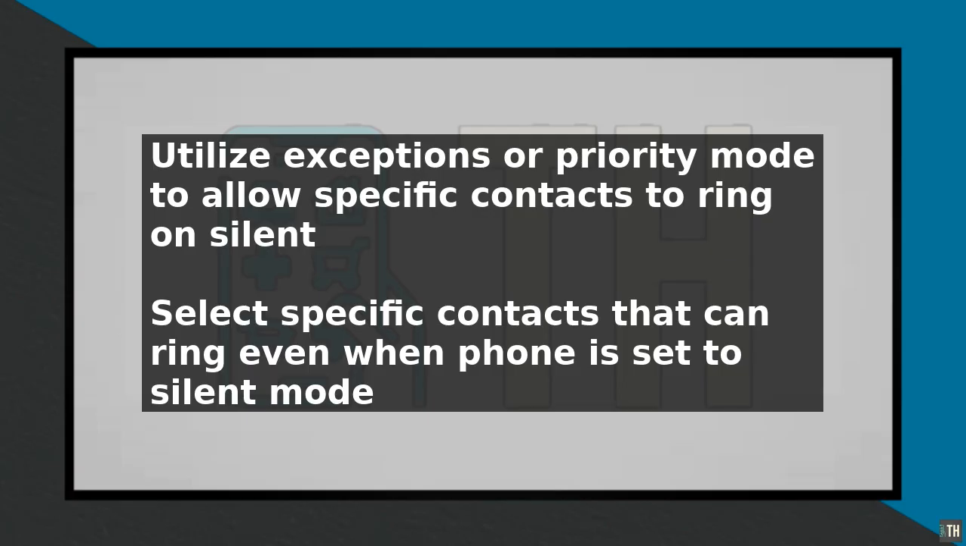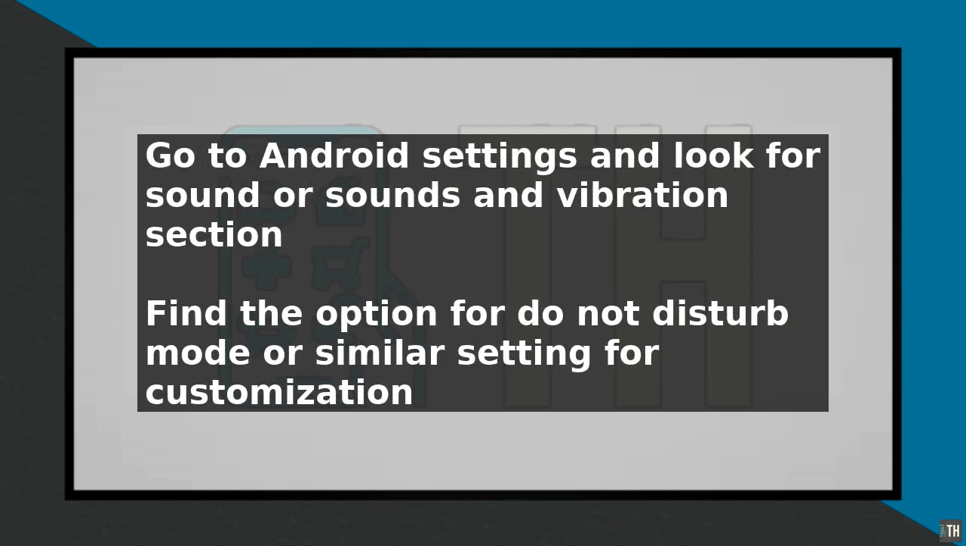In this section, you will find the option for do not disturb mode or a similar setting that allows you to customize how your phone behaves during certain times of the day or night. Next, look for the option to add exceptions or allowed contacts. This may be under a subsection called priority mode, or it may be a separate setting altogether. Once you have found this option, you will be able to select which contacts are allowed to ring even when your phone is set to silent.